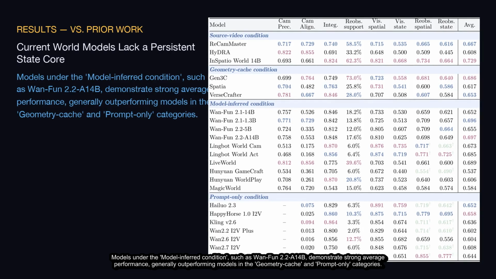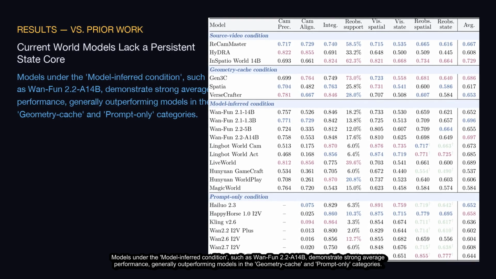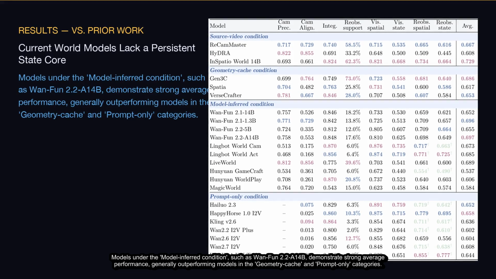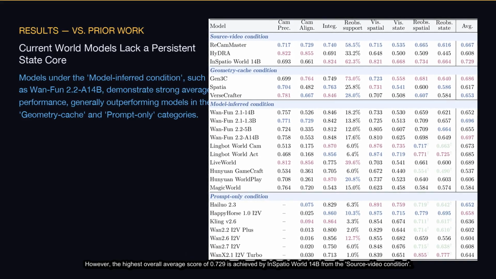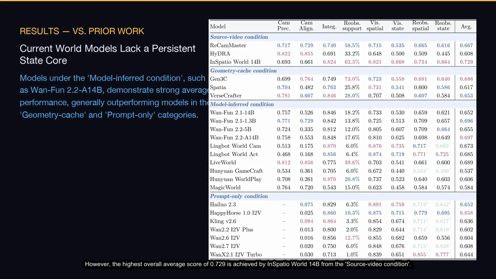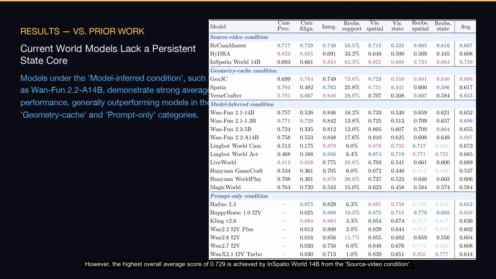Models under the model-inferred condition, such as WanFun 2.2, A14B, demonstrate strong average performance, generally outperforming models in the geometry cache and prompt-only categories. However, the highest overall average score of 0.729 is achieved by InSpatio World 14B from the source video condition.